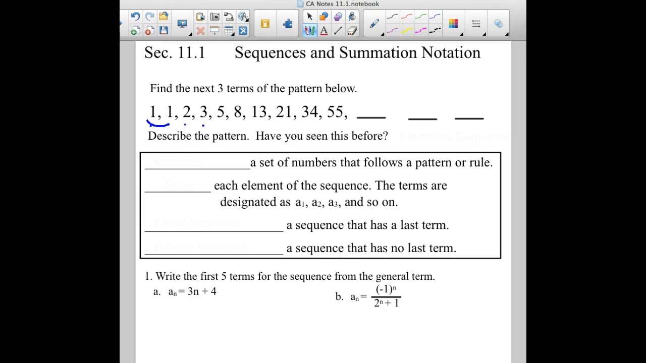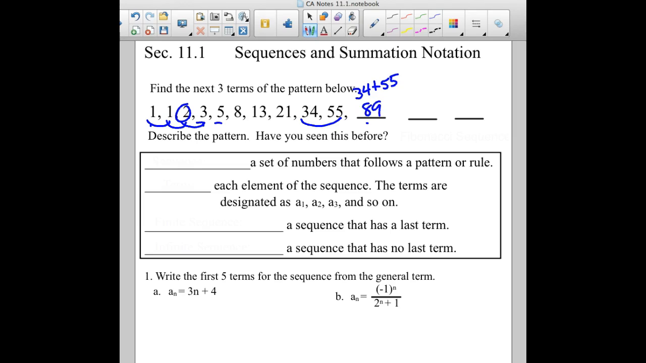So for example, 1 plus 1 will get us this 2. And then 1 plus 2 will get us our 3. And then 2 plus 3 will get us our 5. So the pattern is to take the 2 previous terms, add them together to get our next number. So to find this term, we're going to have to add the 34 and the 55. So we end up with 89.